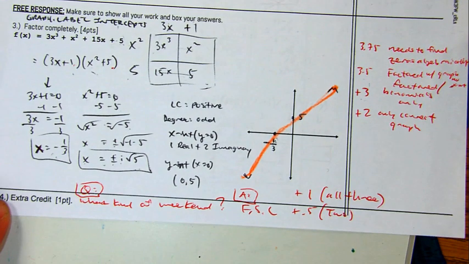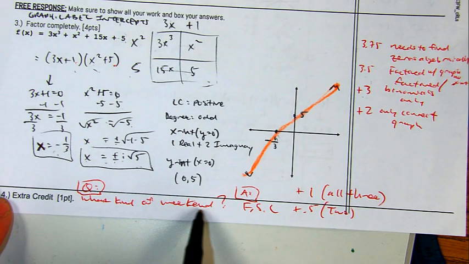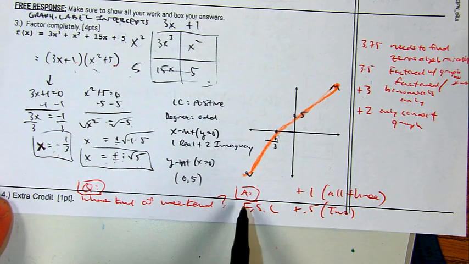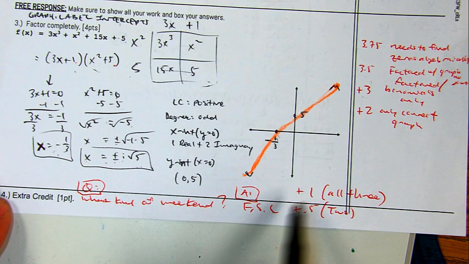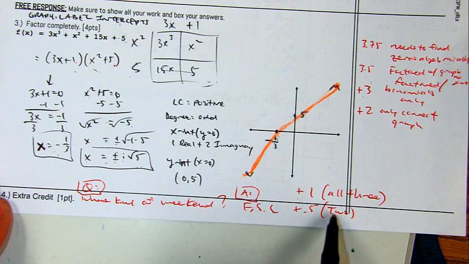Extra credit, I asked what kind of weekend are you going to have. If you wrote something with the words fun, safe, and legal, if you got all 3, you got 1 point, and then half a point if you got 2 of them.